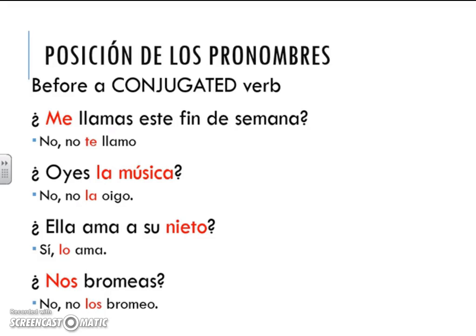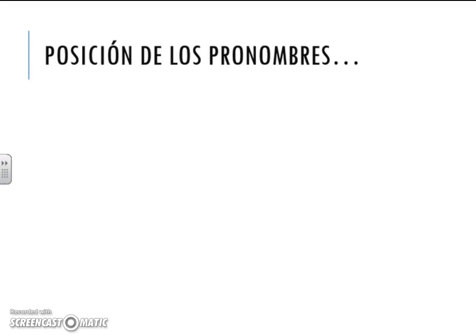So you can see that every single one of those sentences has, in the second sentence, the answer rather, a conjugated verb, every single one. So we put the direct object pronoun before it. It can't go anywhere else in that sentence.